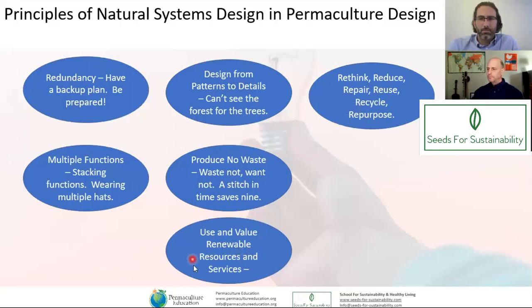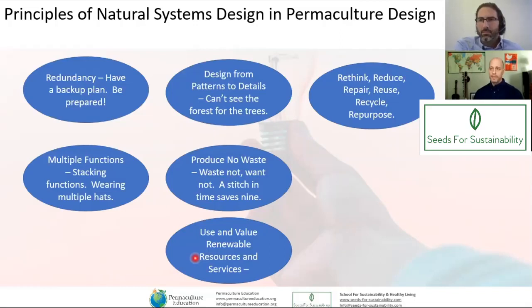And you put up some other ones. Let's see. I think the next one is here: use and value renewable resources and services. Okay. Yeah, we've talked about that a lot. You want to use locally sourced. Embodied energy needs to be considered when determining renewability and sustainability. How long will it take to grow a new computer? How much materials and energy will it take to produce a new one?